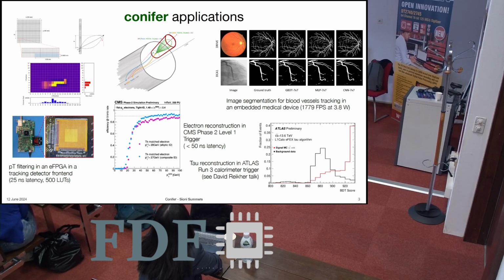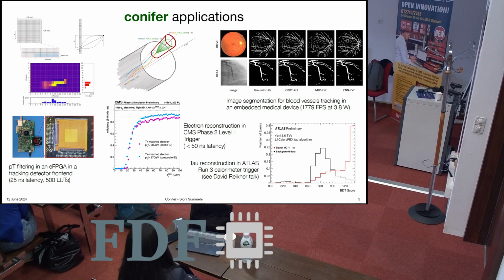Then here we have an example from the CMS Phase 2 Level 1 trigger of improving the electron reconstruction. We have a step where we use a BDT classifier to improve the linking between tracks and calorimeter deposits to better reconstruct electrons. The purple curve is the version without the machine learning decision forest, and the blue is the improvement we get from adding the BDT with Conifer, which we're able to put into our FPGAs with 50 nanoseconds latency and a small resource footprint. On the bottom right, we heard the talk from David Riker, so I won't repeat it, but the tau reconstruction in ATLAS, running now and taking data, uses Conifer to implement a boosted decision tree to improve the tau trigger.